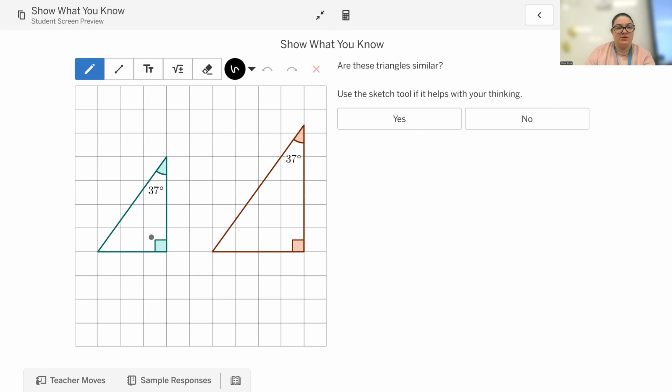So lastly, with these ones, it gives us two angle measures. As long as you have two angle measures in a triangle that are the same, you can prove that they are similar. So triangles are different from other polygons. Triangles are the only shape that you can prove similarity with only the angle measurements.